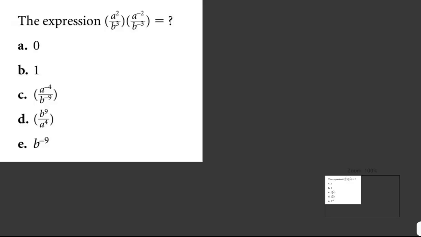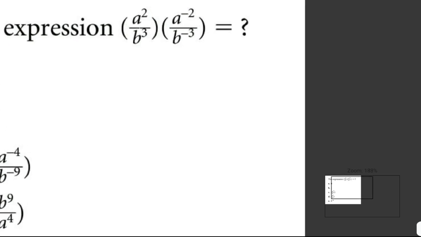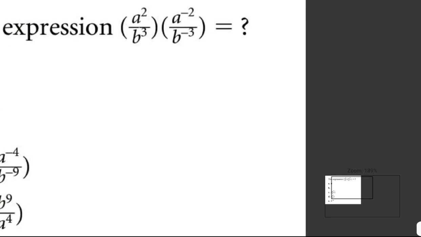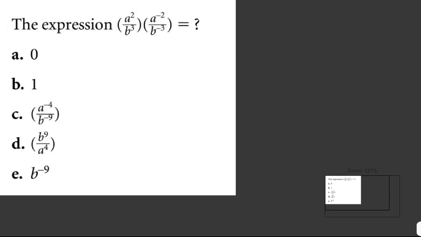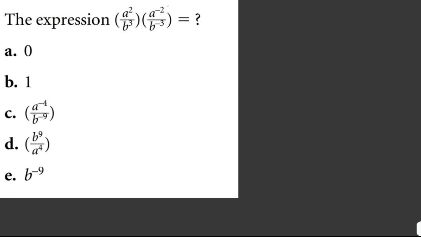The expression a squared over b cubed times a to the negative 2 over b to the negative 3 equals. Take note that the second expression here has negative exponents. A term with a negative exponent in the numerator of a fraction can be rewritten with a positive exponent in the denominator. And a term with a negative exponent in the denominator of a fraction can be rewritten with a positive exponent in the numerator.